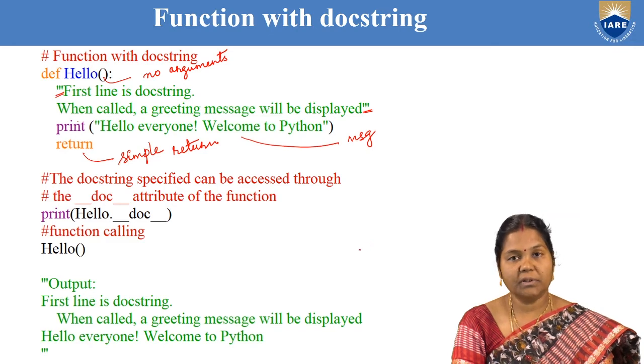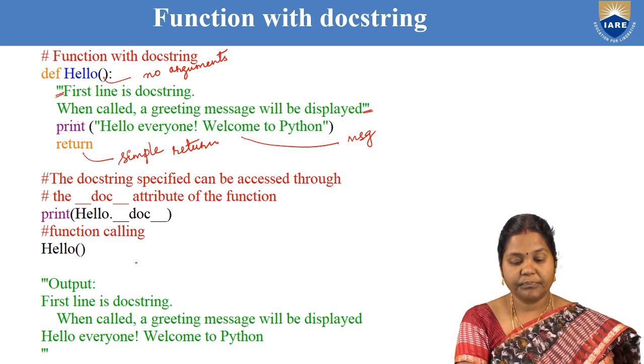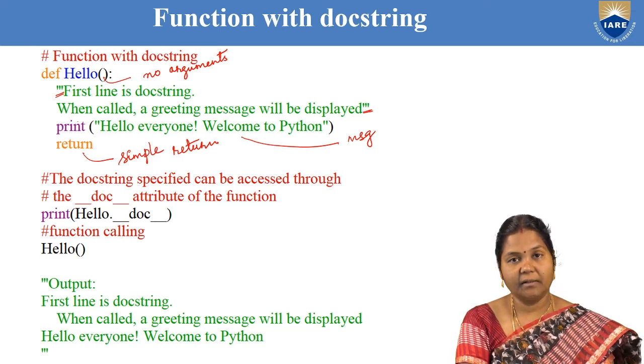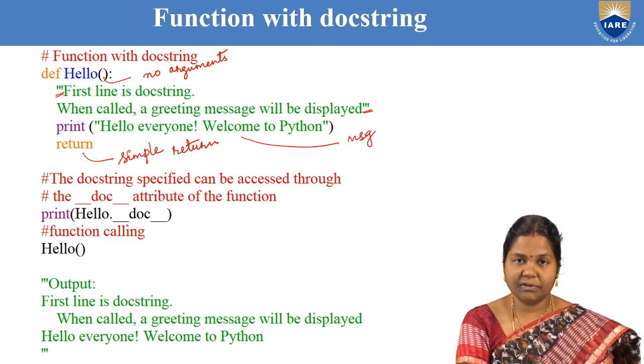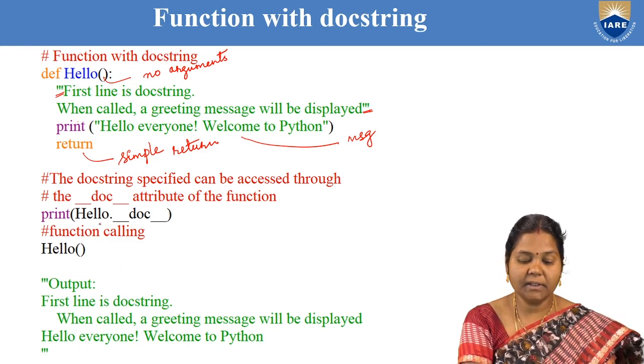Now let us invoke the function. But before invoking the function, if you want to see what docstring you have provided on the console, then the docstring specified in the function can be accessed through the doc attribute of the function. So double underscore doc is the attribute. Through this attribute, you can see what documentation you have provided inside the function. You can simply write the function name dot double underscore doc double underscore.